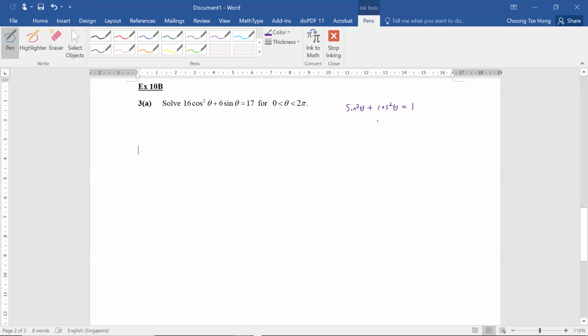In this case, you always want to substitute away the square term, so we can shift the identity around. We will have cosine square theta equals 1 minus sine square theta. This is the substitution we want to make into the original equation. So we sub cosine square theta with 1 minus sine square theta, and end up with 16 times (1 minus sine square theta) plus 6 sine theta equals 17.